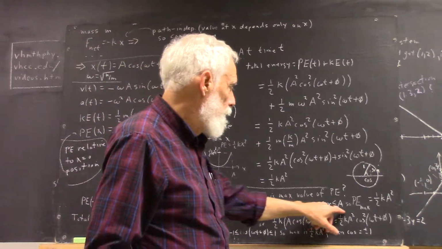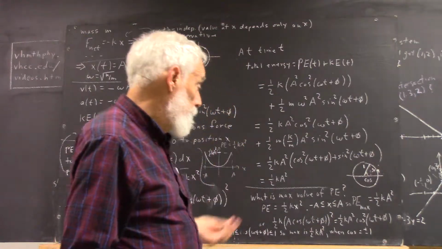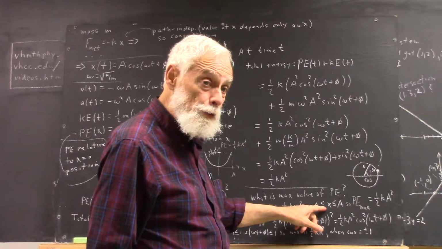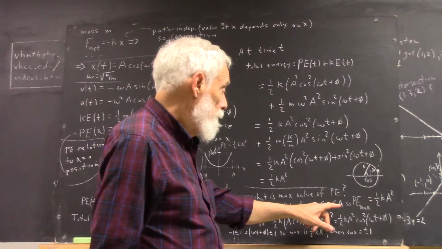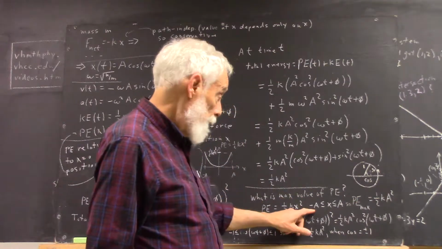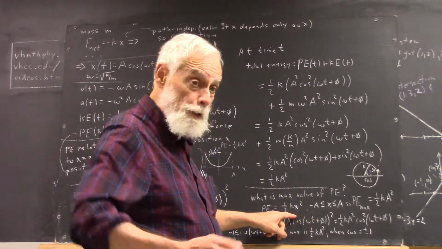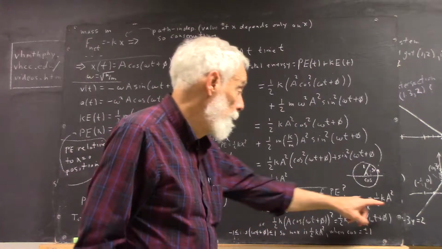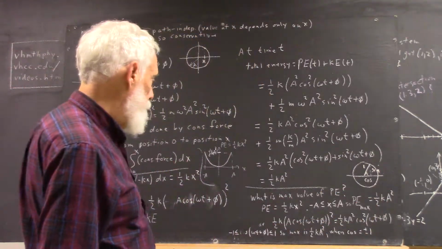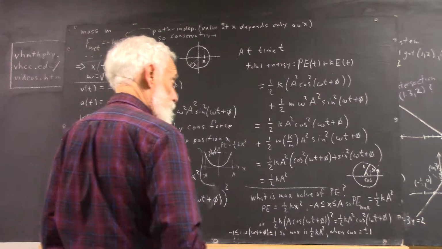X goes from negative A to A, so the maximum potential energy is what you get if you put the maximum magnitude of x into this function. So you put A in, you get 1/2 Ka squared. Also, if you put negative A in, you're squaring it, you still get 1/2 Ka squared. Okay? So the potential energy is 1/2 Ka squared. This is the max.